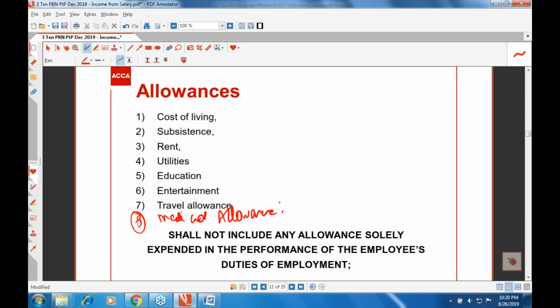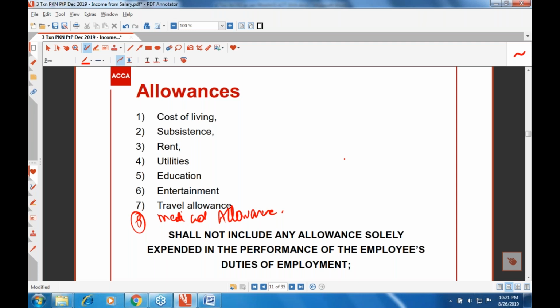There used to be exemptions available on them. Now, what has happened is that the salary tax law has become very simple, and the simple concept is that if you are receiving an amount from your employer, whether that is called salary, remuneration, or allowance, everything is taxable. So whether you get the amount with respect to cost of living, rent, utilities, education, whatsoever that you receive during the course of employment, that would be considered your income from salary.